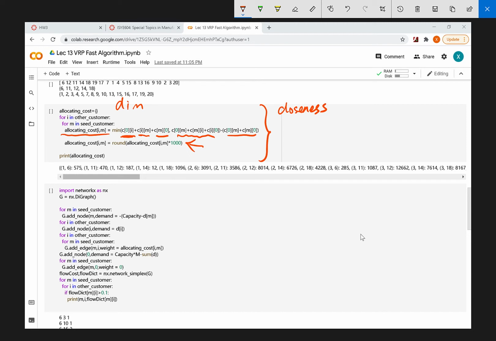For example, after this allocation, customer 1 is in the other customer set and 6 is in the seed customer set. You can see the closeness from customer 1 to customer 6 here is around 575, which is just a measure. A smaller value indicates a smaller distance, and a larger value indicates a larger distance.